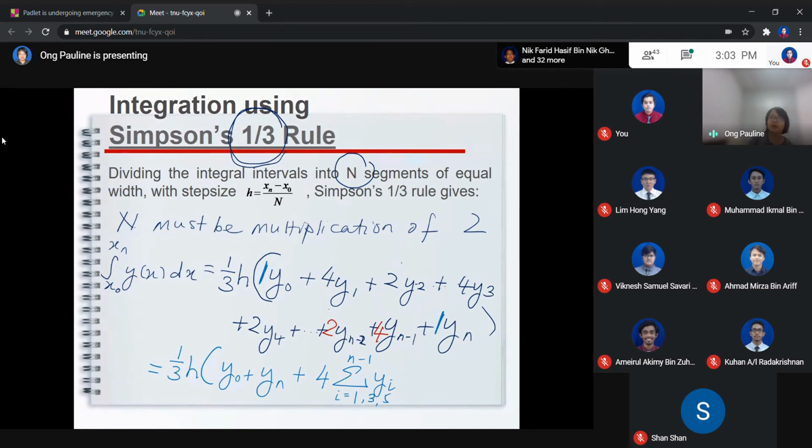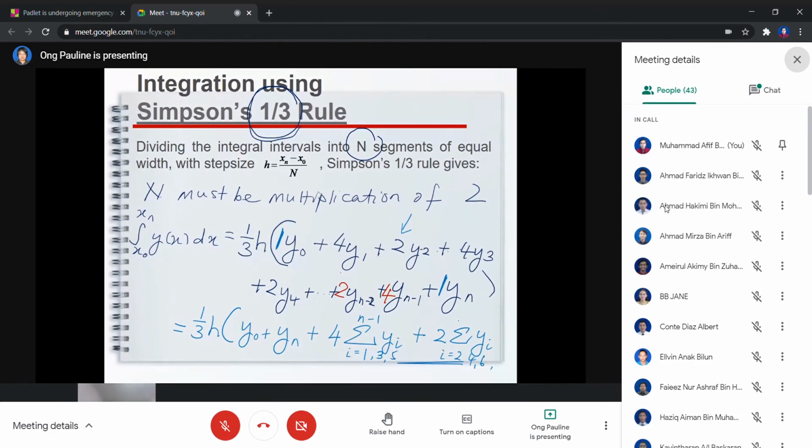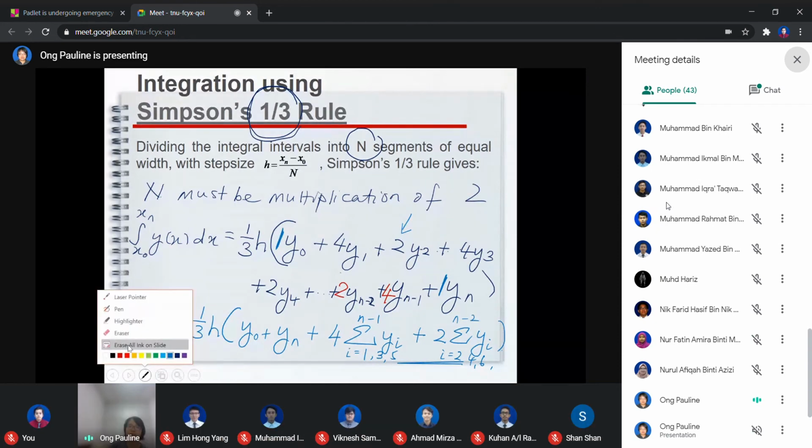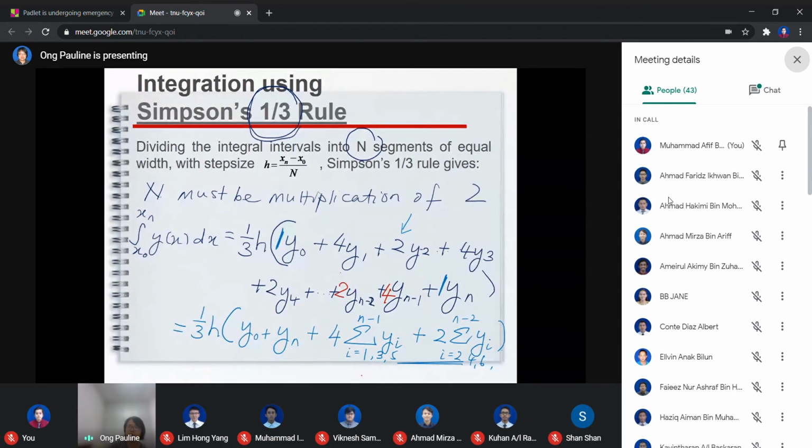And another category is from the constant coefficients of 2. So you have 2y2, 2y4, 2y6, and so on. So meaning that I have 2 multiplied to the summation of yi, where my i shall be 2, 4, 6, and so on until n minus 2. So the 4 you multiply to the group for the odd-number i, and the 2 you multiply to the y for the even-number i.